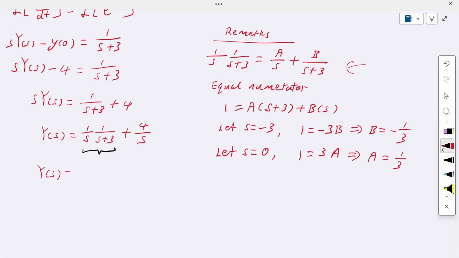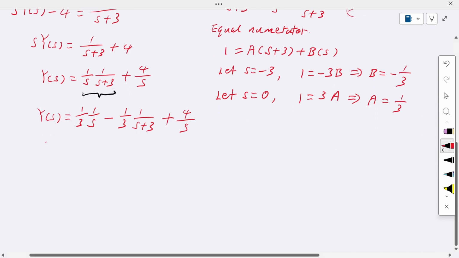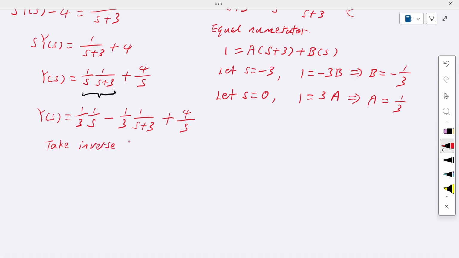So this capital Y of x consists of a divided by x, which is 1 over 3 times 1 over x, then minus 1 over 3 times 1 over x plus 3. So we have this 3 term here and plus 4 over x. Okay, now to find the solutions, we take the inverse Laplace transform.